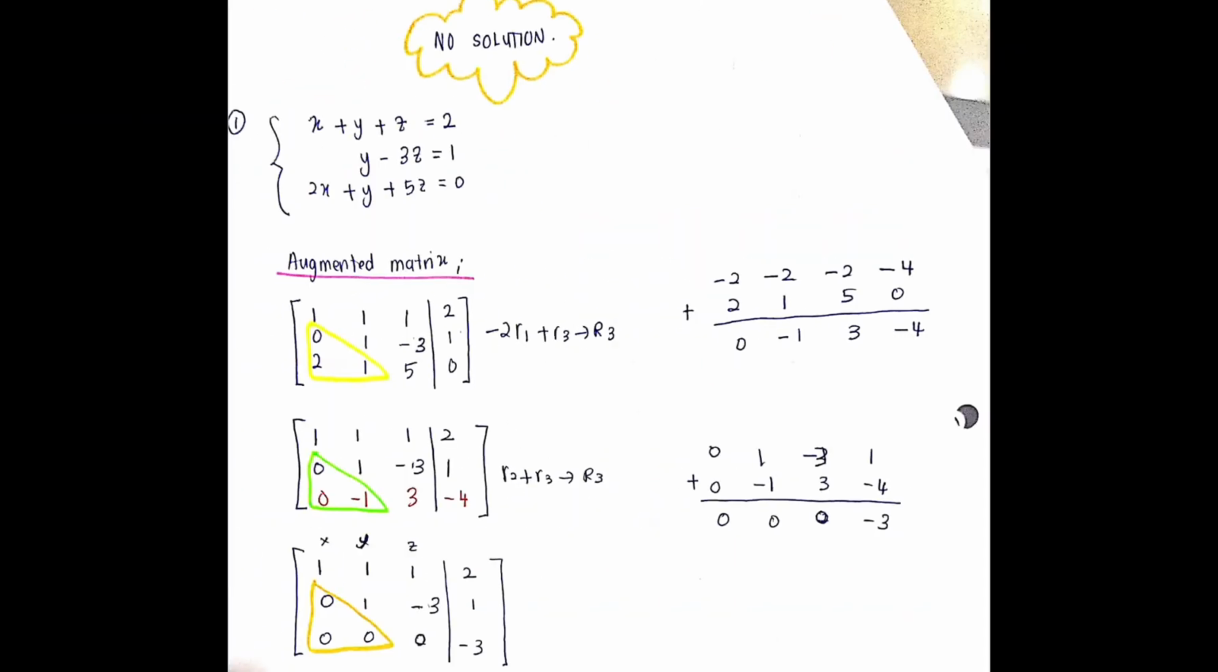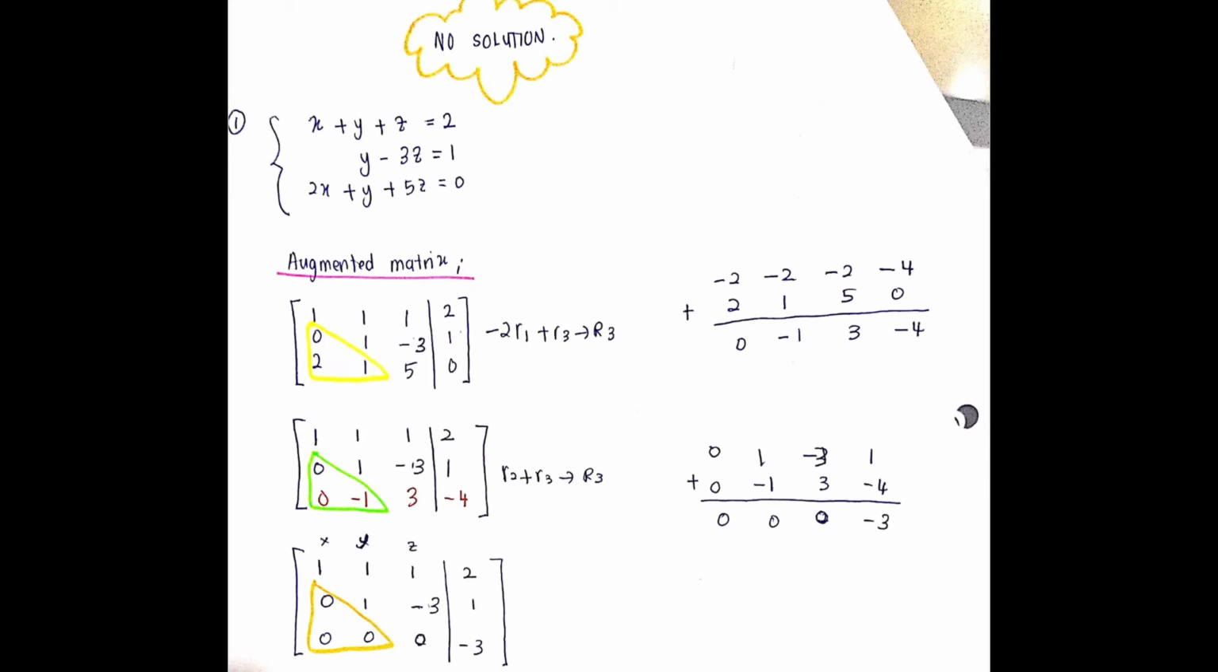Now let us see the case of no solution. So for example, you are given this system of equations here and you are asked to solve it with the Gaussian method. Alright, so what we should do is open up the augmented matrix. 1, 1, 1, 0, 1, minus 3, 2, 1, 5, and then make a separator here. It is equal to 2, 1, 0.